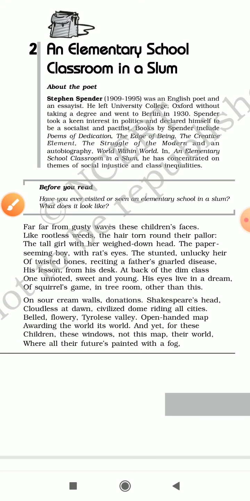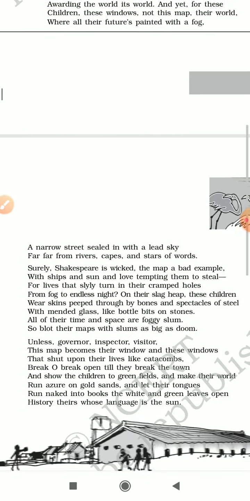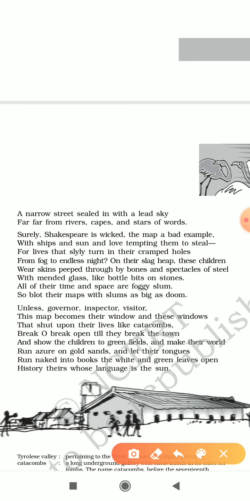Next question comes: Shakespeare is wicked, map a bad example. Why is Shakespeare wicked and why is the map a bad example? So Shakespeare is wicked because he had achieved so many achievements, and these slum children don't know anything about Shakespeare or his achievements. The map is a bad example because the map shows shapes, sun and love, that is only tempting them to steal, that is actually demotivating them, and that's why the map is a bad example.